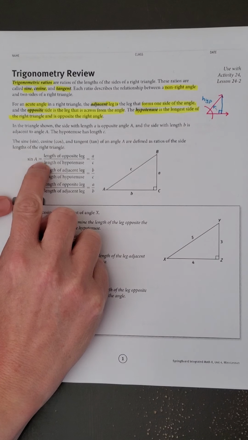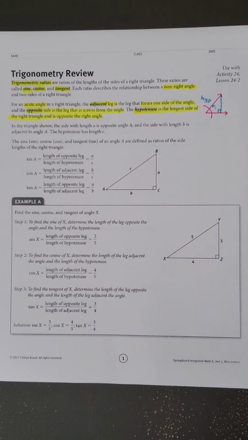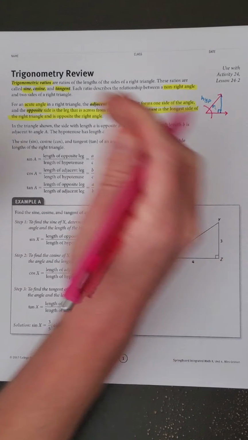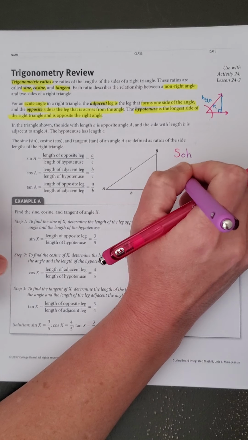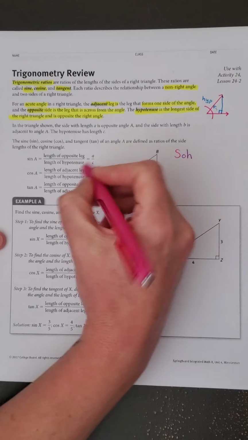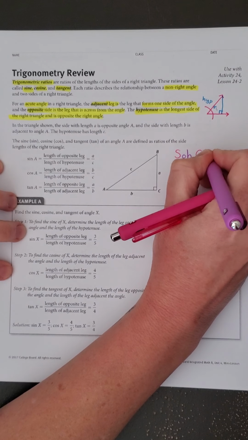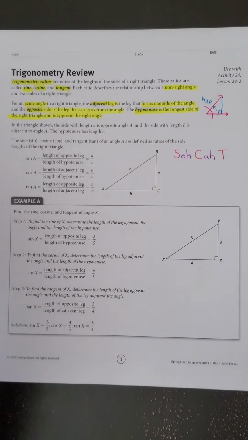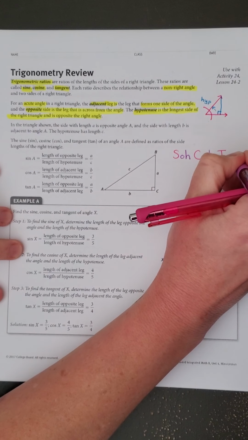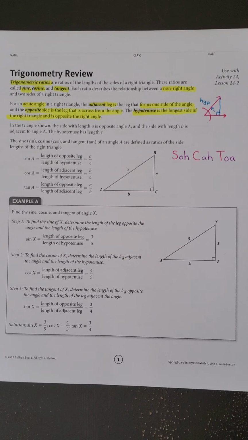So for sine, it's opposite over hypotenuse. Cosine is adjacent over hypotenuse. And tangent is opposite over adjacent. And so we have a little phrase that helps us to remember, which is called SOHCAHTOA.